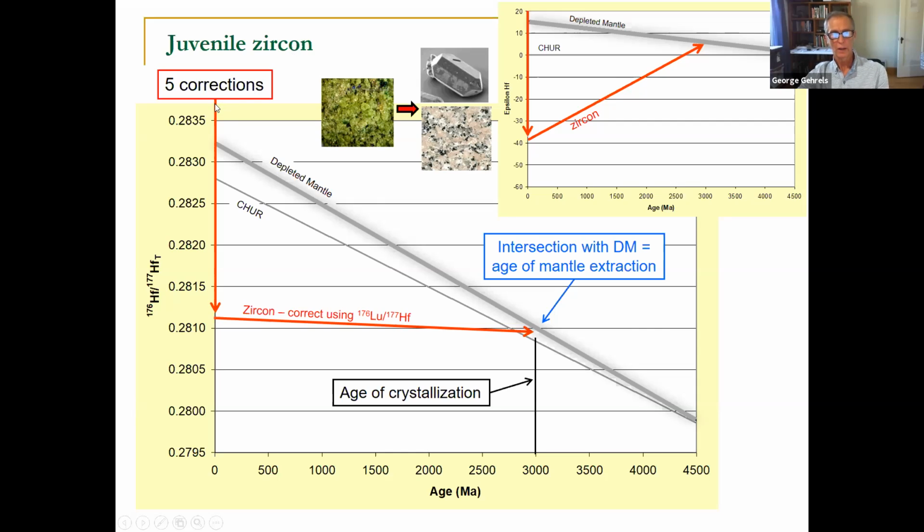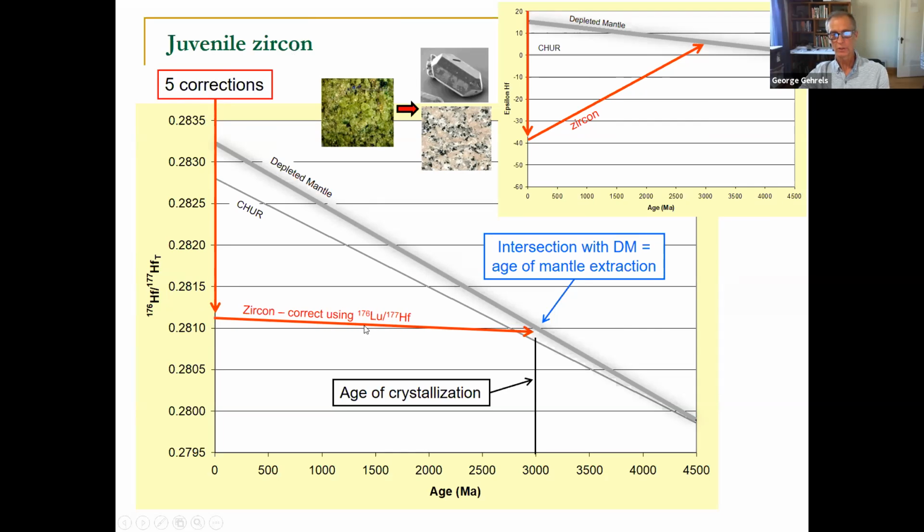You would measure some value. It's going to be like a mile up in the air, 0.4, 0.5. You do those 5 corrections. If you do them right, you end up down here, which is the true 176, 177 value for hafnium at present day. Then you use the 176 lutetium, 177 hafnium ratio.